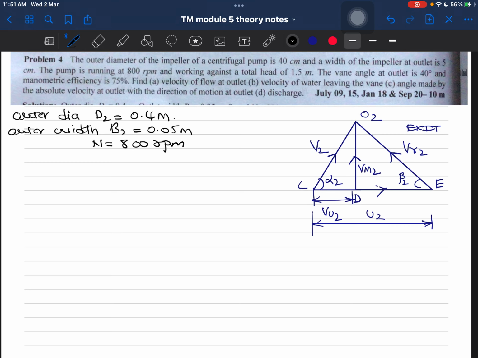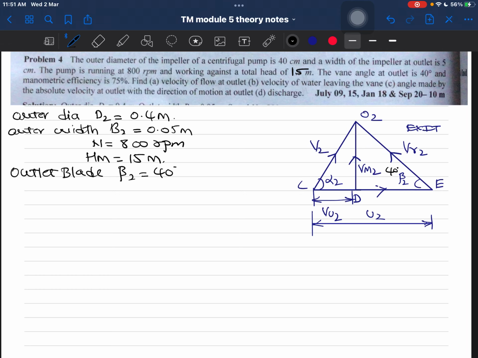Working against the total head of 1.5. Sorry, 15, say 1.5 meters in the sense. Okay, so this is a printing mistake here. It is 15 meters. So the manometric head is given as 15 meters. The vane at outlet is 40 degrees. So the outlet vane angle, outlet blade angle, is 40 degrees. So I'll immediately write it here. So this is given as 40 degrees.